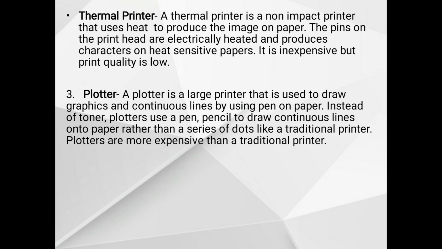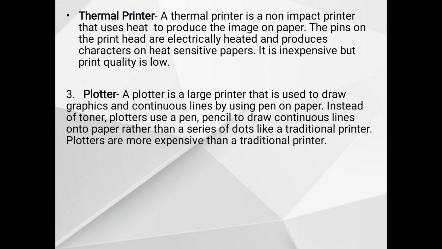So next we have is a thermal printer. Thermal printer is also a non-impact printer. It uses heat to produce the image on the paper. So the pins on the pin head are electrically heated here. So here we use heat pressure and produce the characters on heat sensitive papers. The papers are also heat sensitive, so it is inexpensive compared to the laser printer, but the print quality is low.